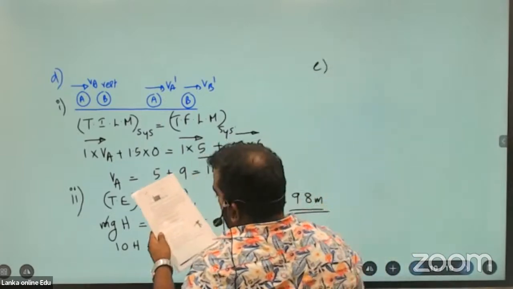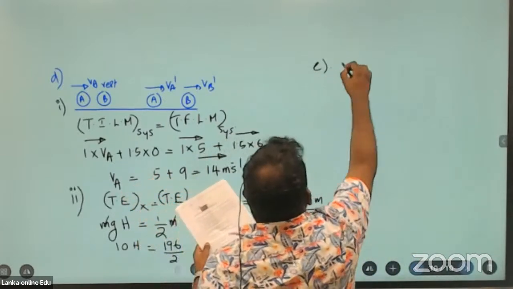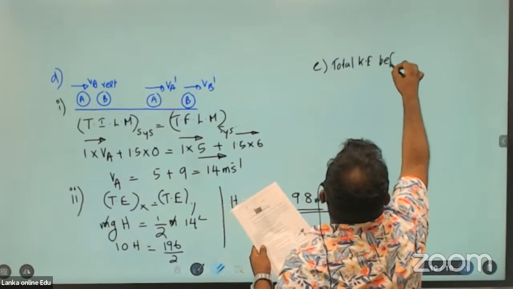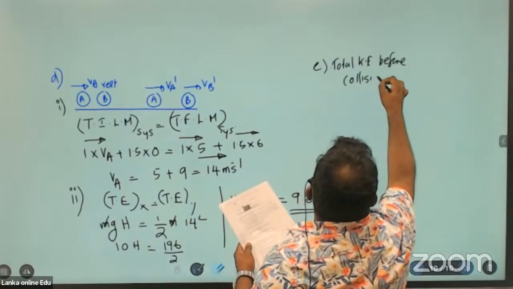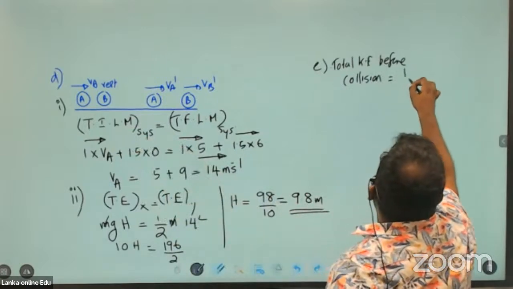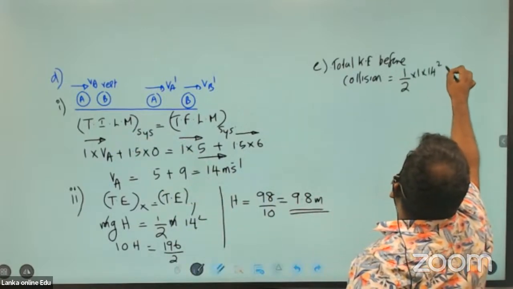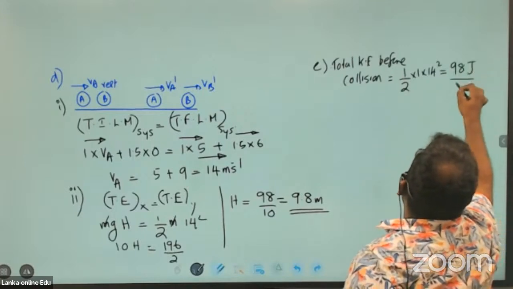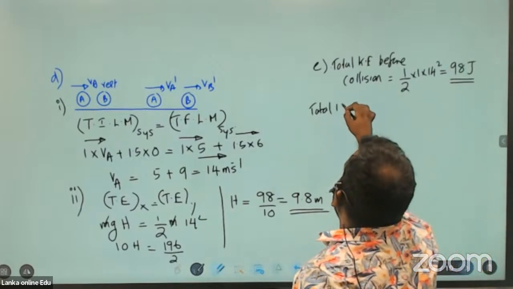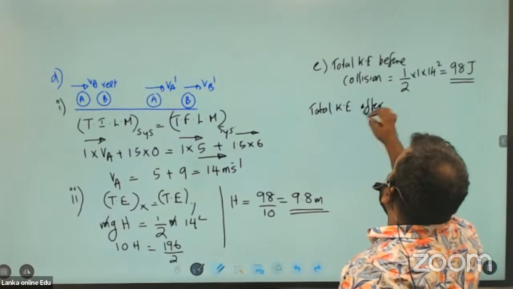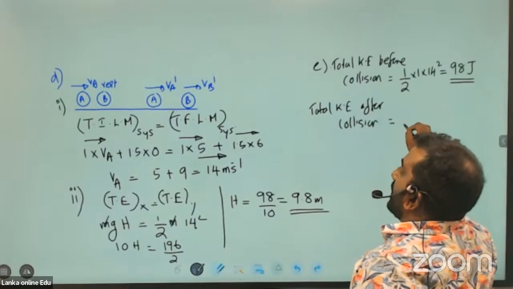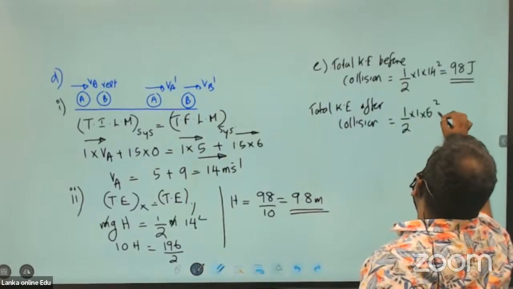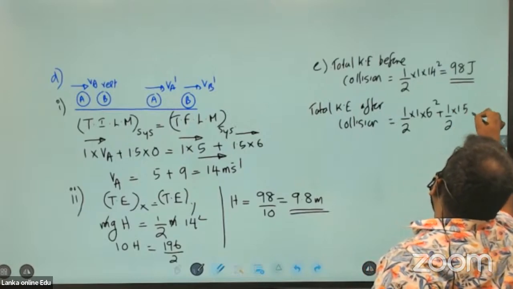Part E, is the collision elastic? Total kinetic energy before the collision. Only A is traveling, no? Half mass into 14 squared, 196 divided by 2, that's going to be 98 joules. Total kinetic energy after collision. After collision, 2 particles are traveling. Half, 1 into 5 squared. Half 1.5 into 6 squared.